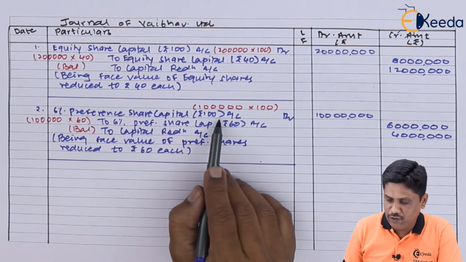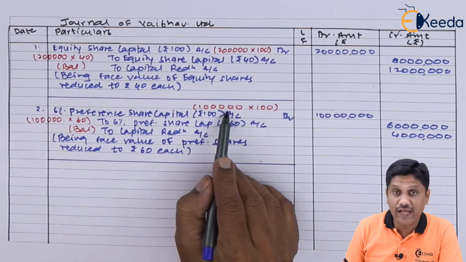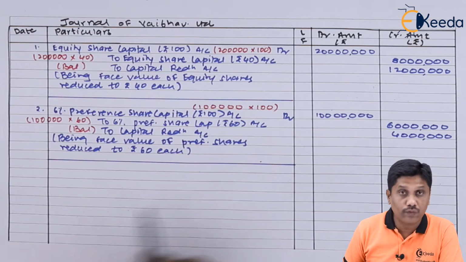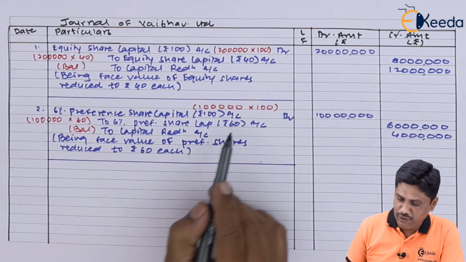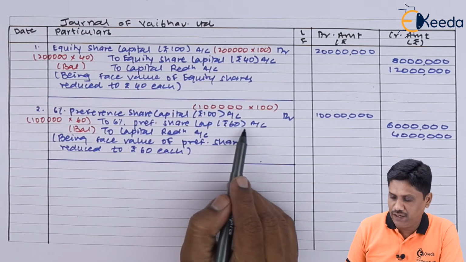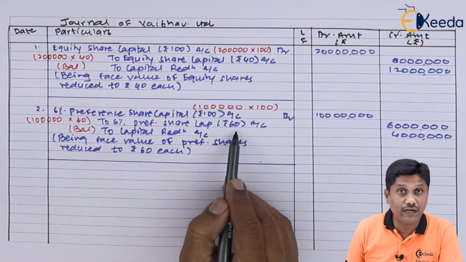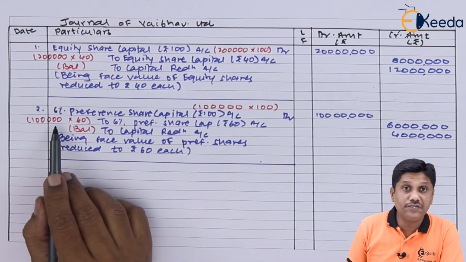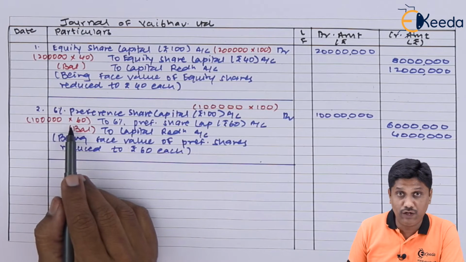6% preference share capital rupees 100 account debit. There were 1 lakh shares of 100 each, 1 crore. New preference share capital will be of rupees 60 each. So 6% preference share capital account rupees 60 wala is credited. Total shares will be again 1 lakh, but now face value will be 60.